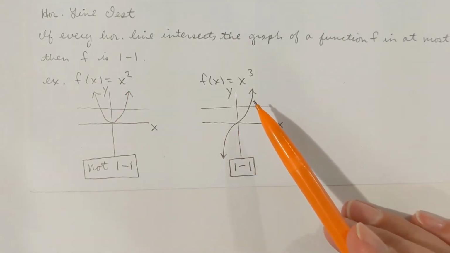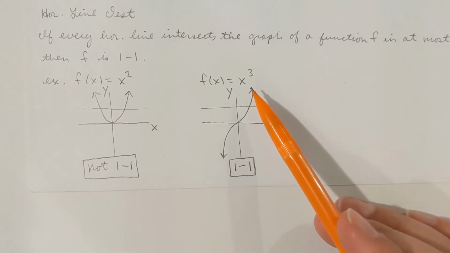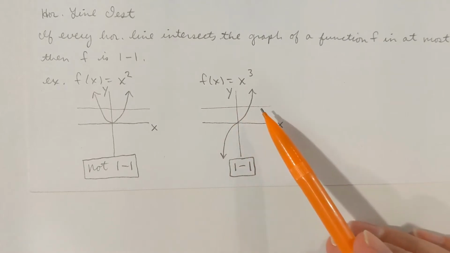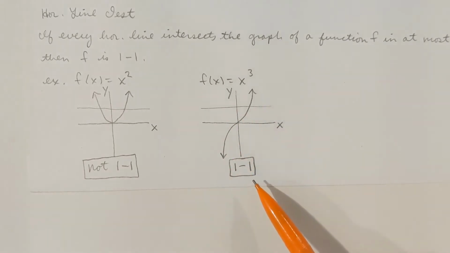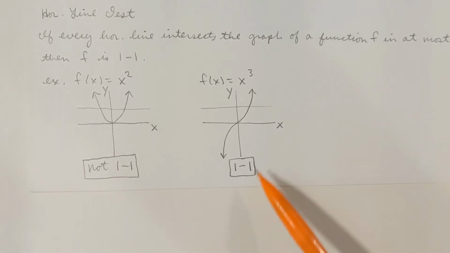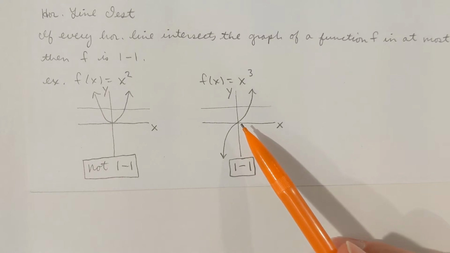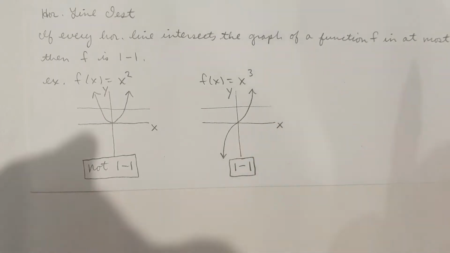Here's another example. Using the cube function, and notice how this would pass the horizontal line test. Okay, so this function is one-to-one because it passes that test. Now what that means to us is that this function has an inverse, and whatever curve that looks like, it would be some curve that would pass the vertical line test. Okay, the inverse is a function.